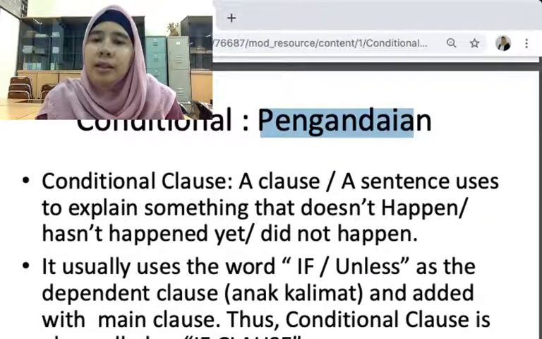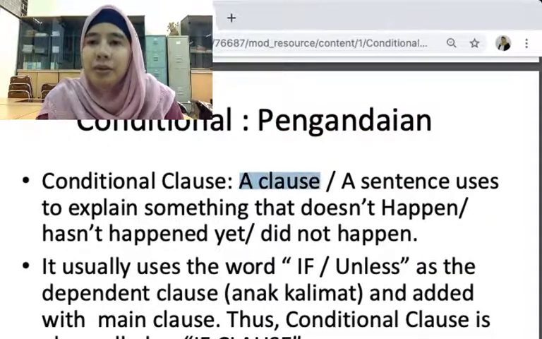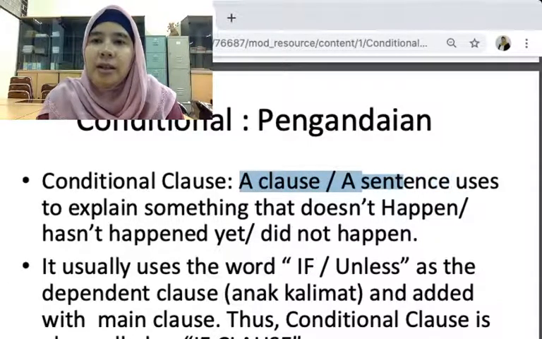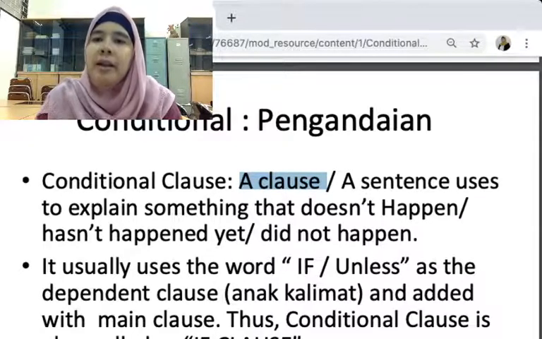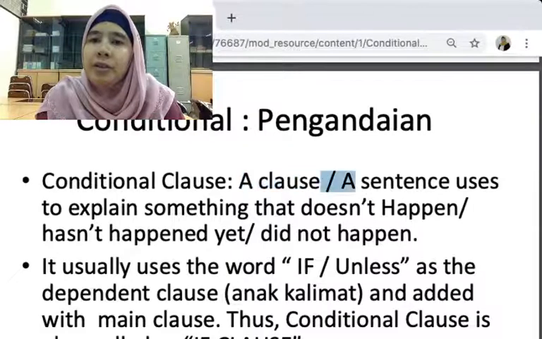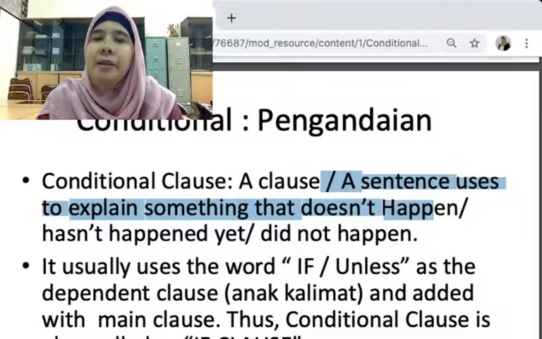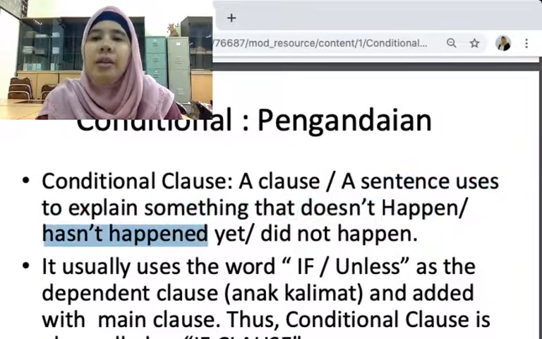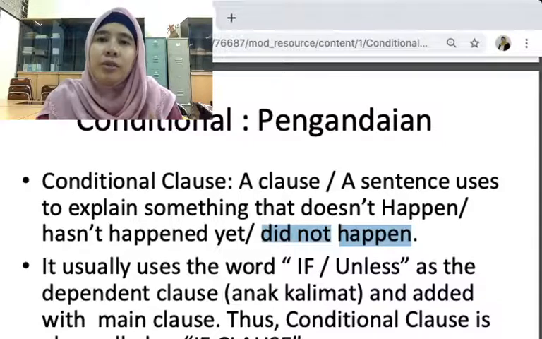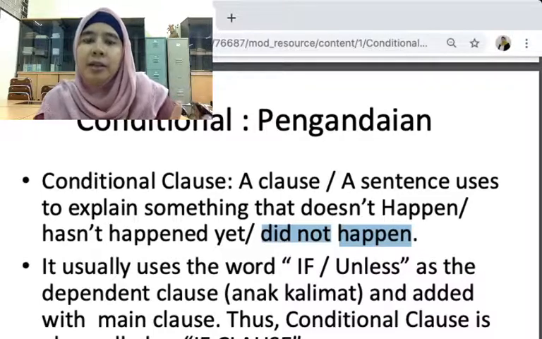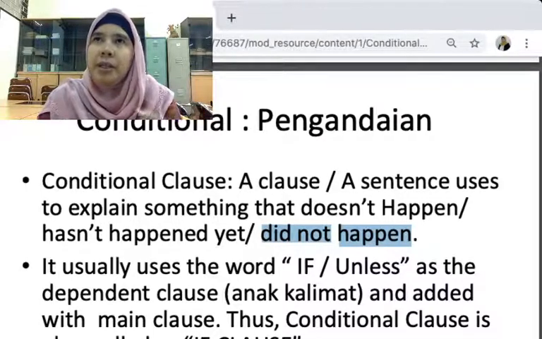The conditional clause is a clause or a sentence. For your information, a clause is subject plus verb, and a clause is the same as a sentence. It is used to explain something that doesn't happen, hasn't happened yet, or did not happen. So if you would like to have a condition that doesn't happen or hasn't happened yet, you would like to have the conditional clause. Kalau kamu sedang berandai-andai atau sedang mengingat sesuatu yang tidak terjadi, you can use the conditional clause.